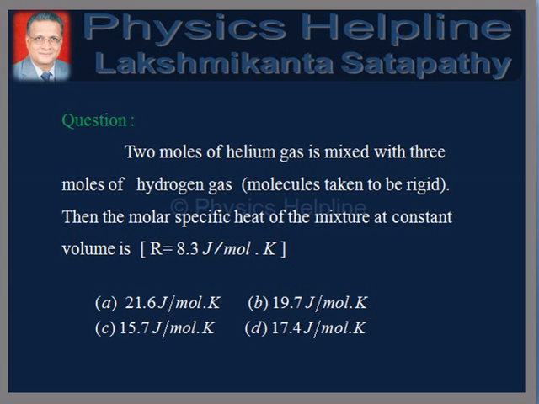2 moles of helium gas is mixed with 3 moles of hydrogen gas, molecules taken to be rigid. Then the molar specific heat of the mixture at constant volume is, it is given that R is equal to 8.3 joules per mole Kelvin. The options are 21.6 joules per mole Kelvin, 19.7 joules per mole Kelvin, 15.7 joules per mole Kelvin and 17.4 joules per mole Kelvin.